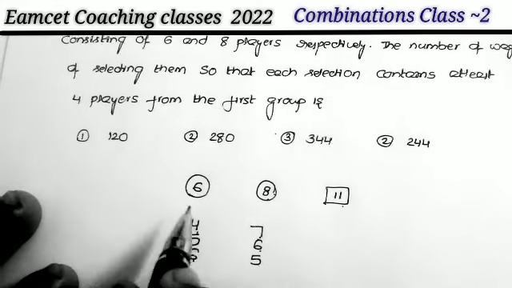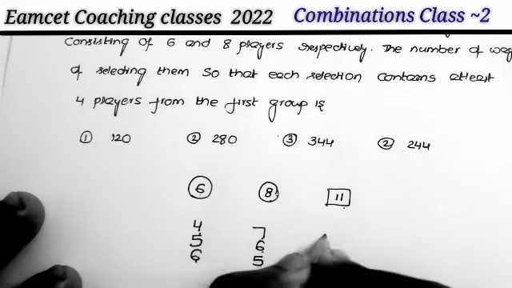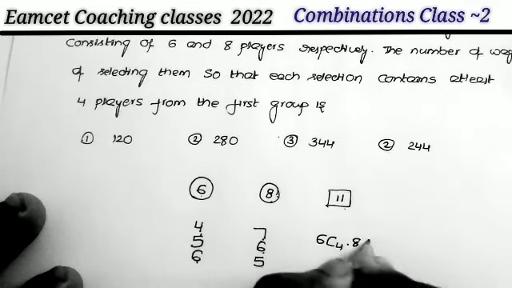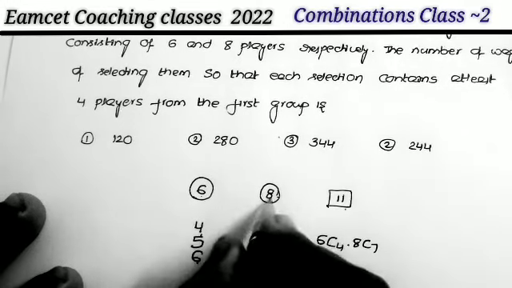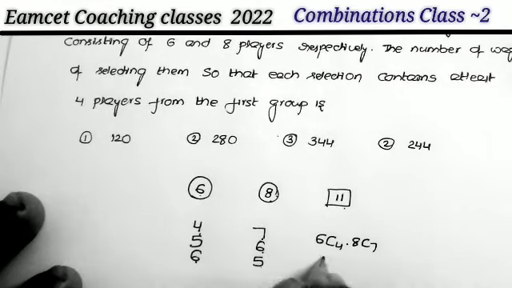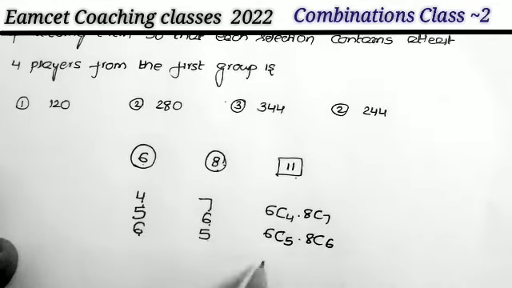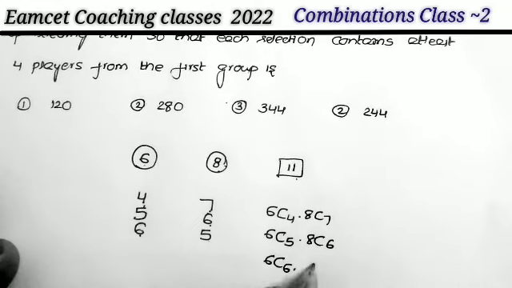Now writing the selections. The first one is 6C4, choosing 4 members out of 6, into 8C7, choosing 7 members from these 8. Total is 11. Next one, 6C5 into 8C6. Next one, 6C6 into 8C5.